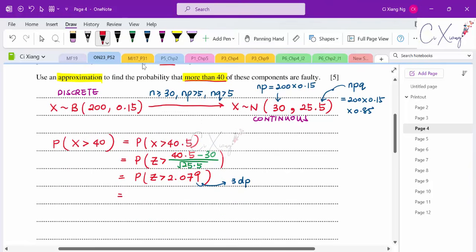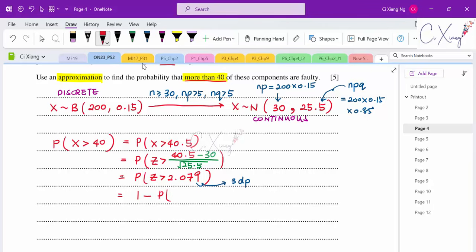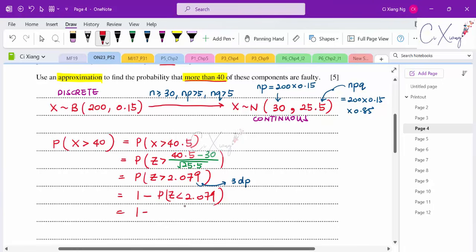To get z greater than 2.079, it is actually equal to 1 minus z smaller than 2.079. Why do I need to change it to 1 minus z smaller than this value? Because our normal table provides the value of z smaller than something. So I have to change it to z smaller than something. Only then can I find the value from the table. So let's proceed to the table here.